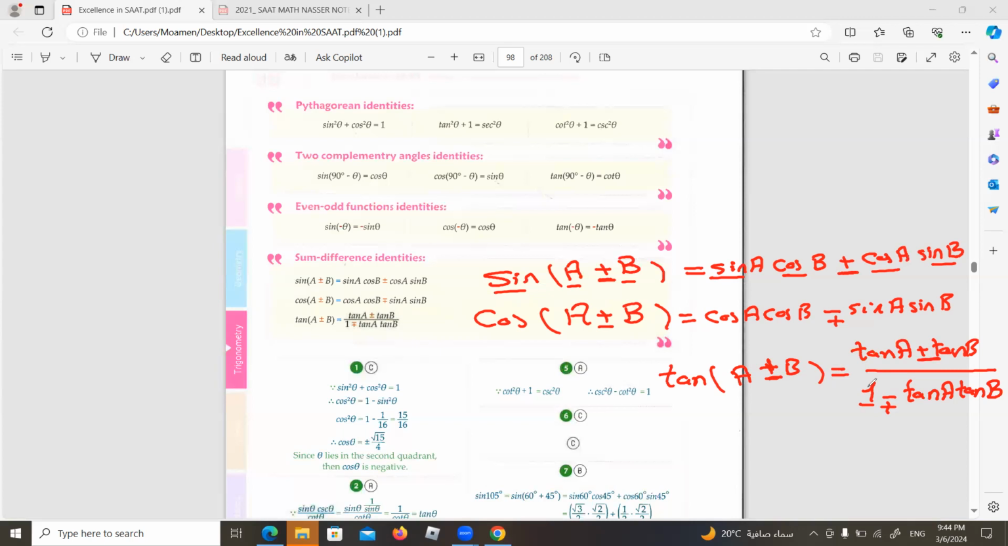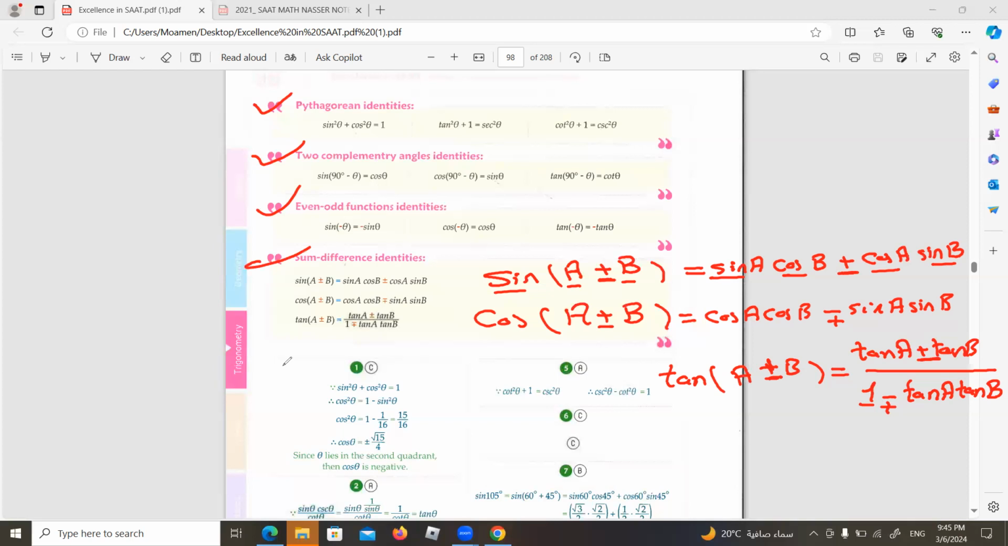We have the Pythagorean identity: sine squared plus cosine squared equals 1. And from this, we have four rules. Complementary angle identity: sine equals cosine if the sum of the two angles is 90 degrees. Tan equals cotan if the sum of the two angles equals 90 degrees. Even and odd, in a simple way: if you have a negative angle and you deal with cosine, no negative, the negative will be removed. But in sine and in tan, the result will be negative.